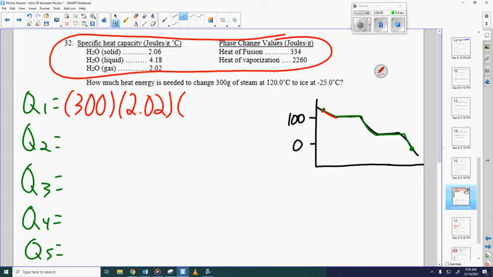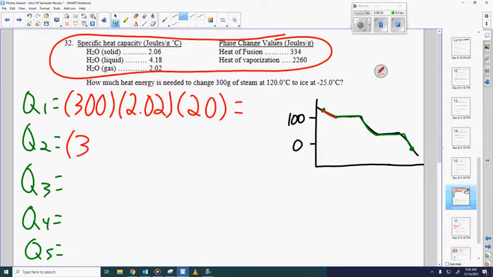And then what is our change in temperature for this section? Just 20. You're going from 120 down to 100. And remember, we're always keeping our delta T positive. We just want the absolute value there. We'll calculate that here in a second.